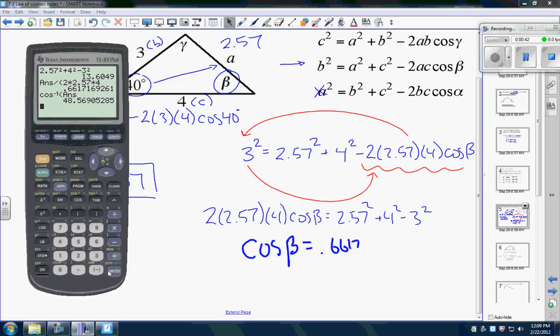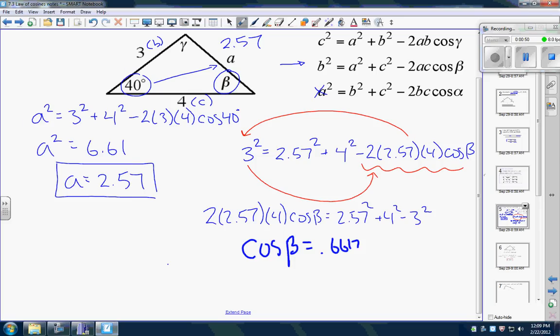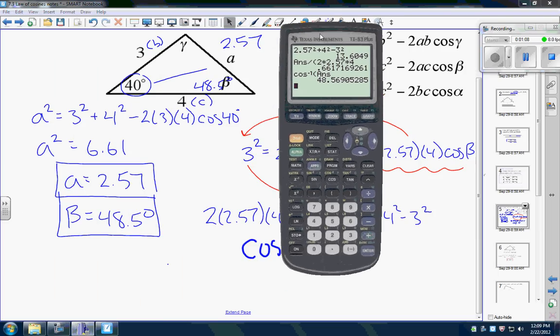48.5. Now, nice thing is, once we have beta, you can go up here, you can plug that guy in. And once you get two angles, the third angle is actually really, really easy. So we're just going to take 180, take the answer away, take the 40 away, and 91.4.